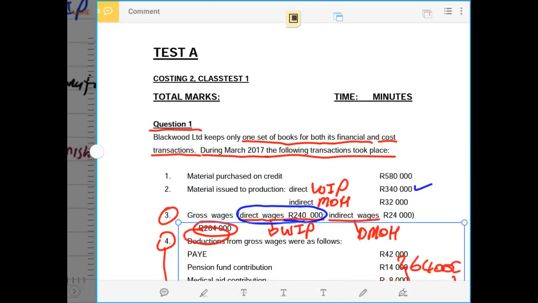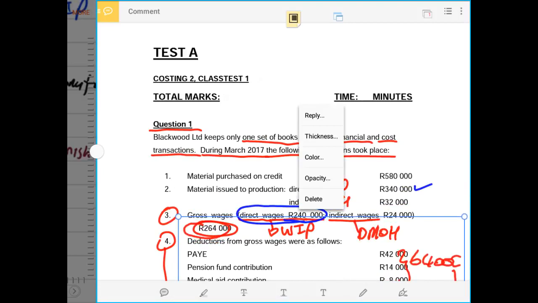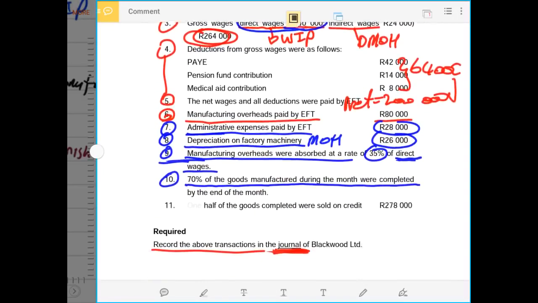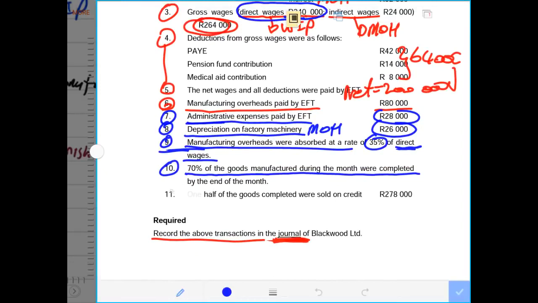Then the next transaction says to us that, which is entry number 11, the last one. If you see there is a shaded 1/2. I just removed that one. I made it shaded because I feel there is no need for that 1/2. Sometimes it becomes a bit confusing to other students. And the purpose of the assessment is not to confuse, but to make sure that questions are as clear as possible. Then it says, half of the goods completed were sold on credit.